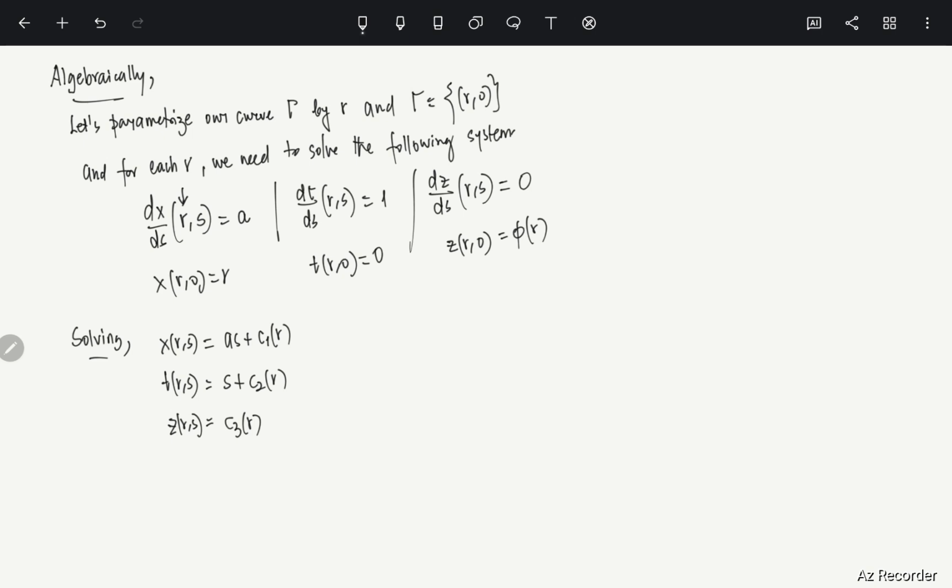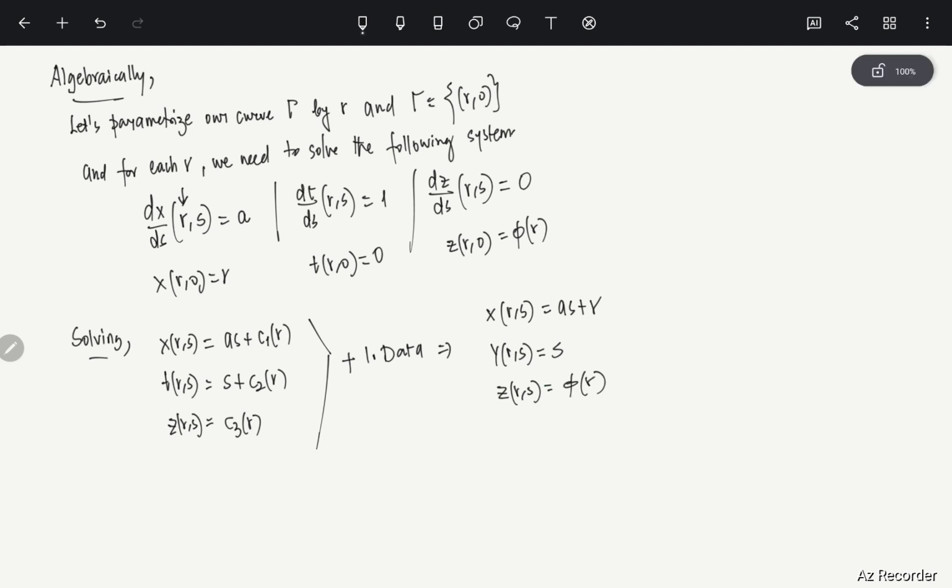Okay. So now we have the initial data. If you put the initial data, these things plus the initial data imply that x of R, S is nothing but A S plus R, t of R, S is nothing but S, and z of R, S is nothing but phi of R. Now, if you replace all of this, definitely you are going to get that u of x, t is nothing but your z, that is z of R(x,t), S(x,t), which is nothing but a function of x minus a t. Fine. So this is how you solve it.